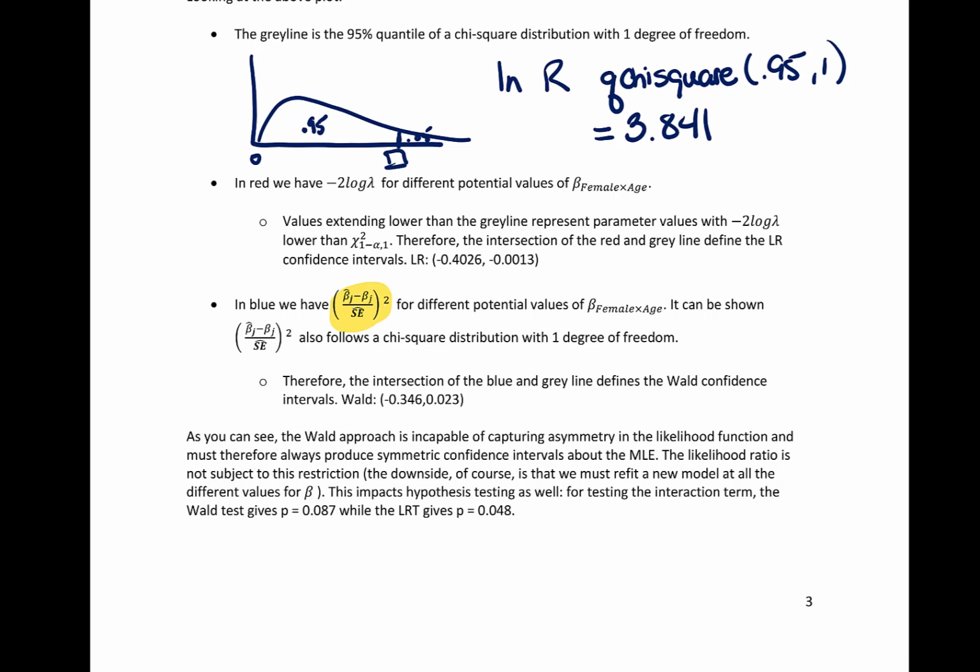As you can see, the Wald approach is incapable of capturing asymmetry like the likelihood function and must therefore always produce symmetric confidence intervals about the MLE. The likelihood ratio is not subject to this restriction. The downside, of course, is we must fit a new model at all of the different values for beta. This impacts hypothesis testing as well. For testing the interaction term, the Wald test gives a p-value of about 0.087, whereas the likelihood ratio test gives 0.048.